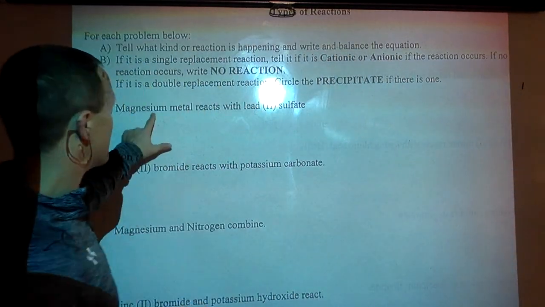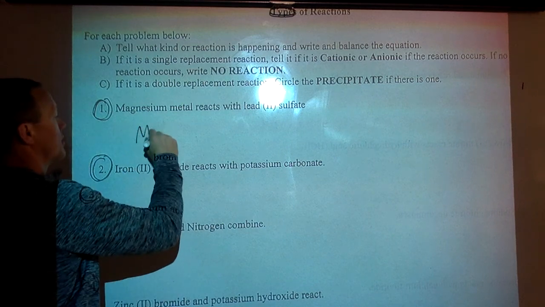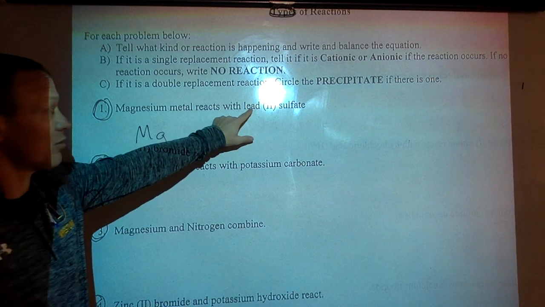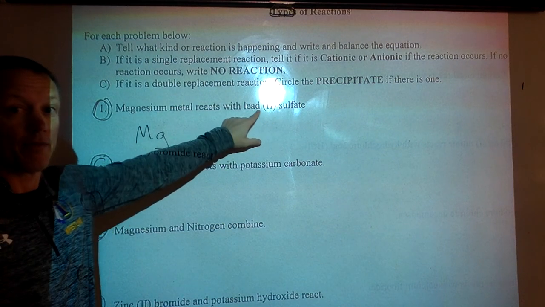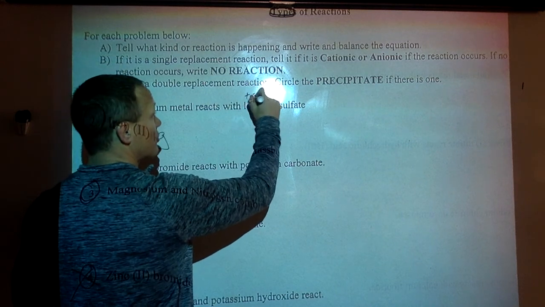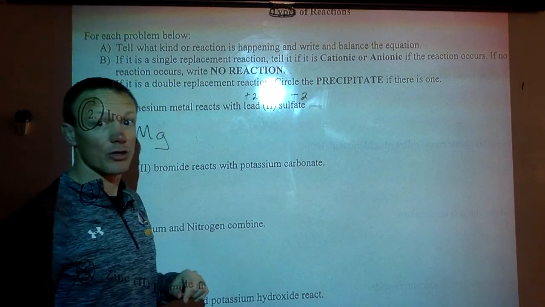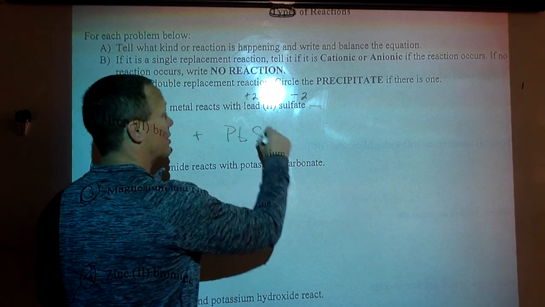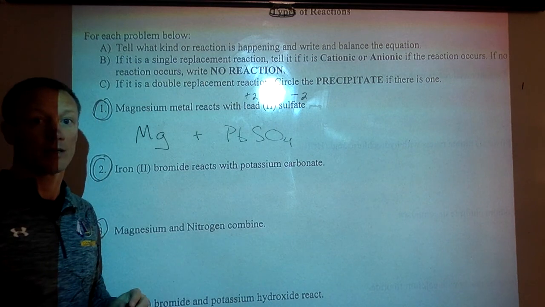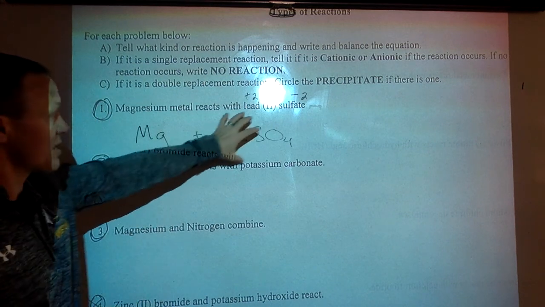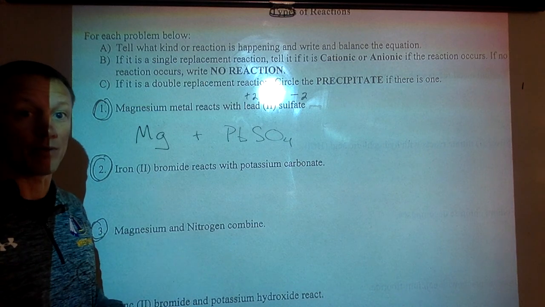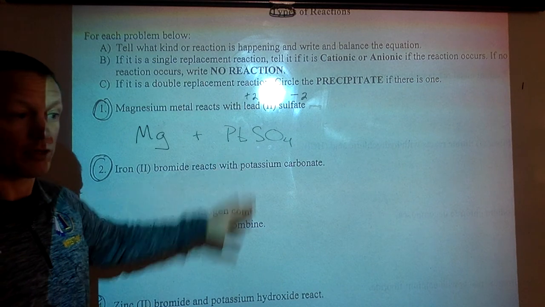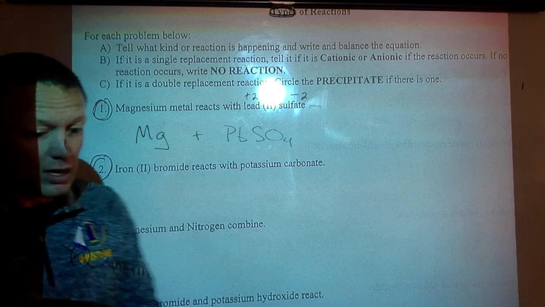So we got magnesium metal, so just magnesium, reacts with lead, sorry about the glare here, lead, Roman numeral 2, sulfate. Roman numeral 2 means that lead is a positive 2 charge, sulfate is a minus 2 charge. So when it says reaction, that's plus lead sulfate, plus 2, minus 2, so we're good. Looking at this, we have a compound and an element. That means it is a single replacement. The element by itself is trying to replace something in here. So look at your activity series and see if this reaction happens.